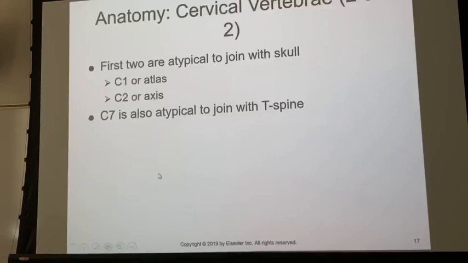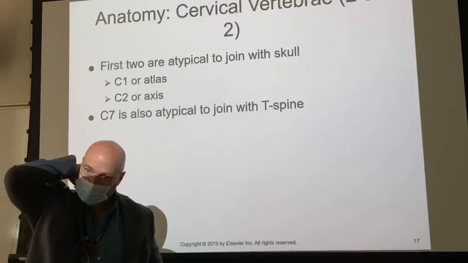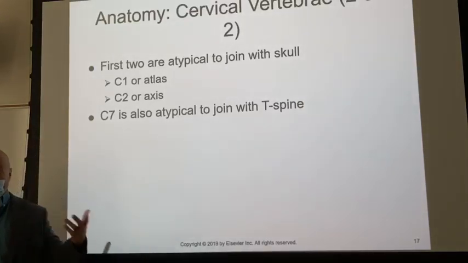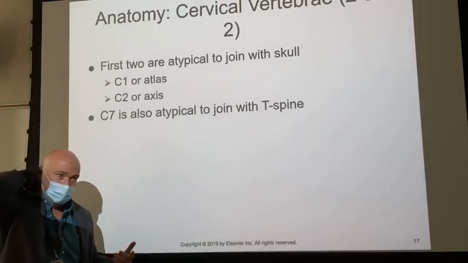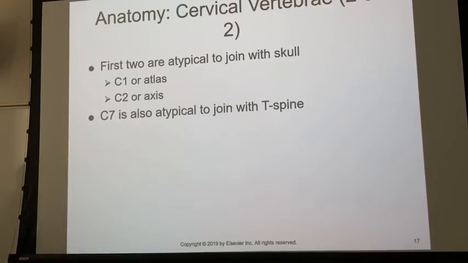C7 is also atypical in that it's got a great big long spinous process. So if you feel the back of your neck, that knot on the back of your neck, what you're actually feeling is what we call the vertebral prominence. Because it's prominent, that knot on the back of your neck is the spinous process of C7.